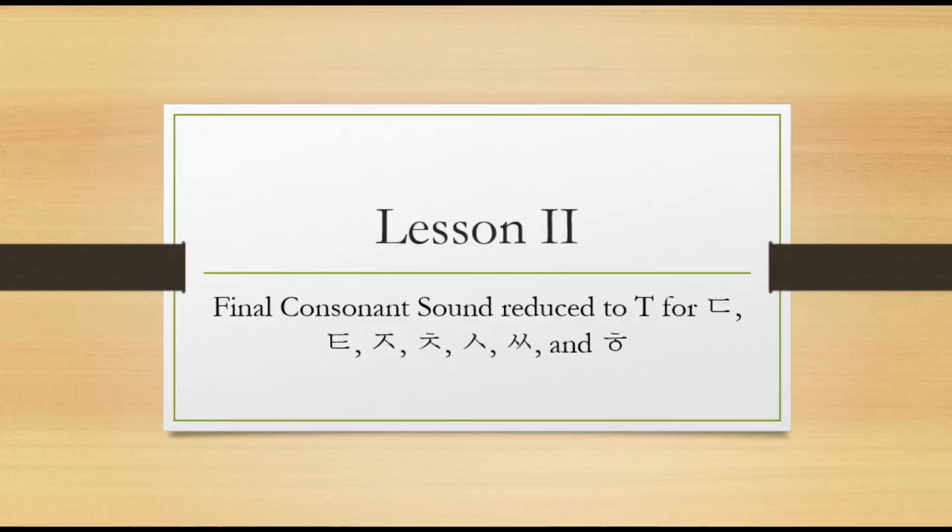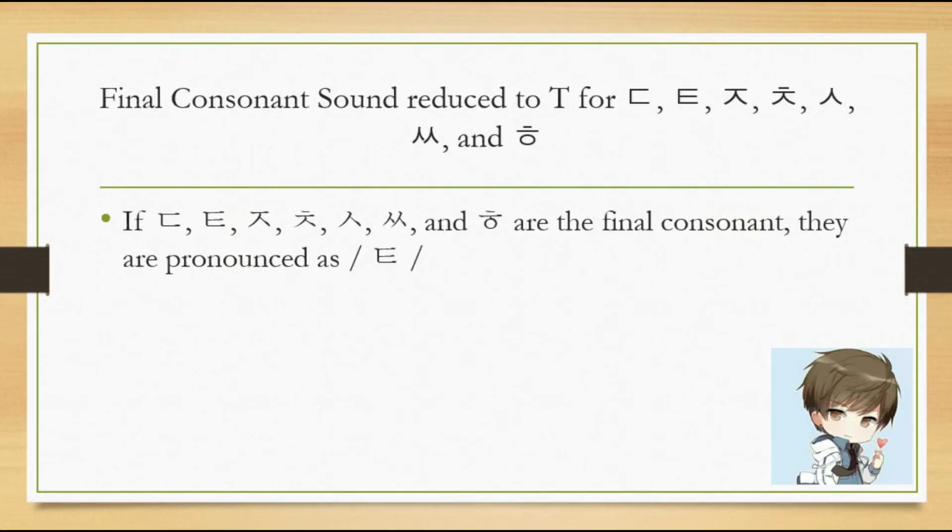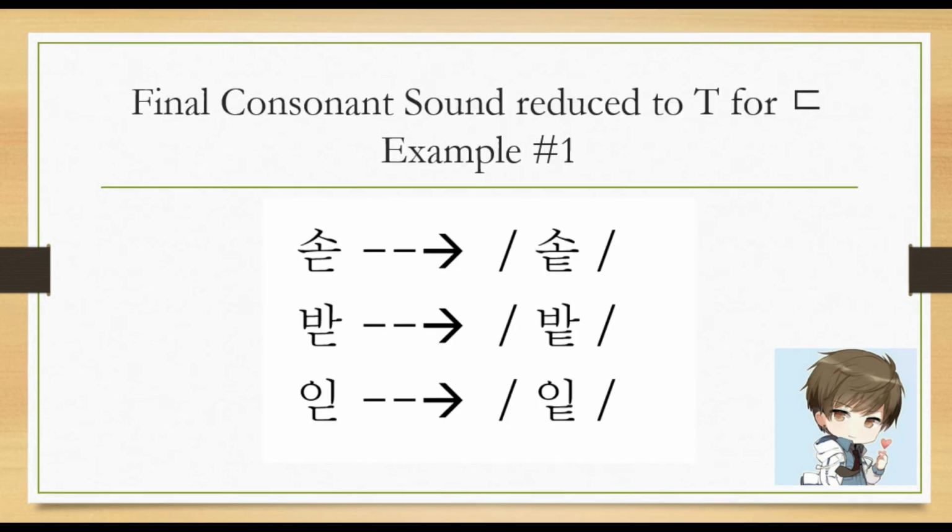Okay, next lesson tayo. We have the final consonant sound reduced to T for D, T, J, CH, S, double S, and H. So, pagkapag itong mga letra na to ay final consonant, ang pronunciation mo ay T. Let's see some example. So, una, sod, yun yung spelling, kasi pronunciation mo ay sot. So, same with bad, bat, and id, it.